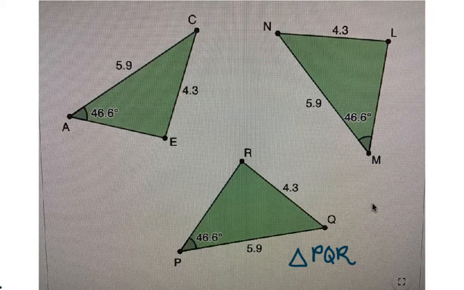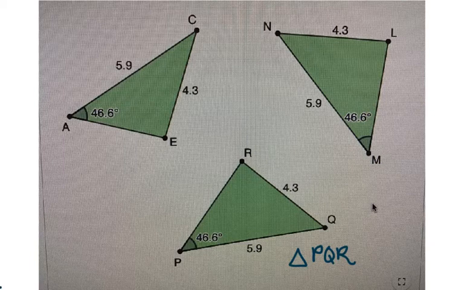So this slide goes with the Desmos activity we were doing today as part of lesson 2. This was slide number 7. Basically we were asked to figure out which triangle is congruent to triangle PQR. So this is my original triangle, PQR. Notice that I've labeled it down here. And then we want to know which one is congruent to it.